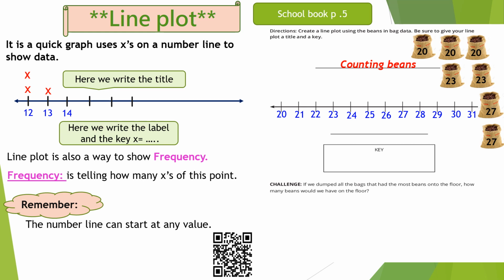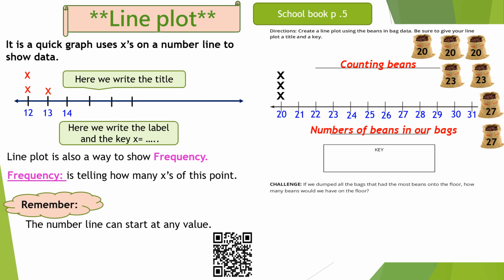Let's start to put the label. We said that it tells me what these numbers are referring to. The number of beans in our bag. 20, 21, 22. These are numbers of what? Of beans in our bag. Let's start to put our x's.